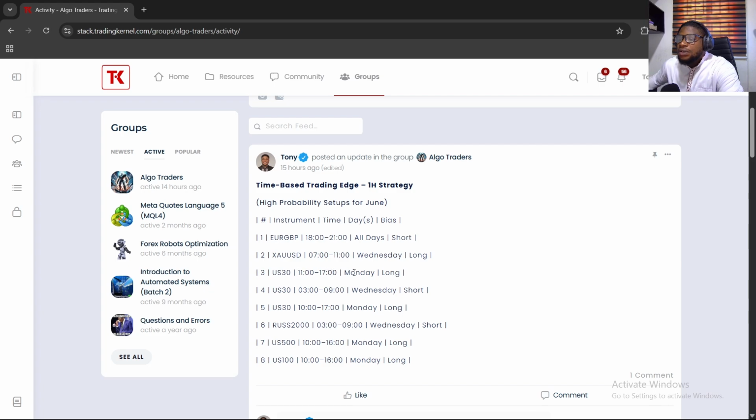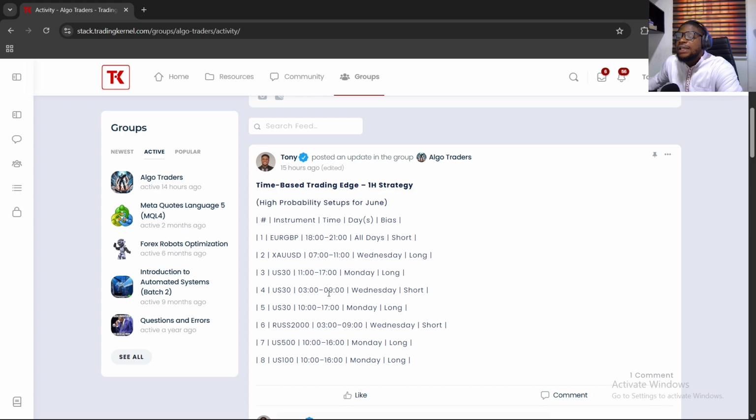Okay, and if you look at the setups here, you can see that we have 11 to 17 on Monday for US 30. We also have 10 to 16 on Monday for US 500, and we also have 10 to 16 on Monday for US 100. So you can see that they are all looking alike. So is this a coincidence? Probably not.